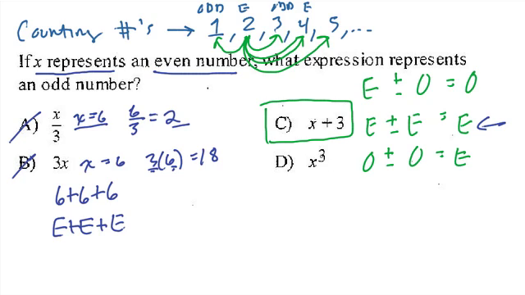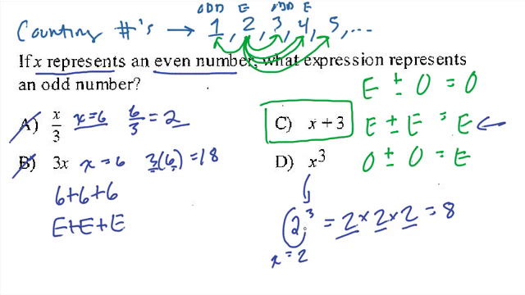And now D says x to the third. Well, I'll try 2, which is even. 2 to the third, so x is equal to 2. What happens? Well, this just means 2 times 2 times 2, which is 8. And that makes sense because all we're doing with exponents is repeating multiplication. So we're taking groups and groups of even numbers because our base, our x value, is always even. So we're always stuck with an even result. So D is out as well. So here the choice is C.